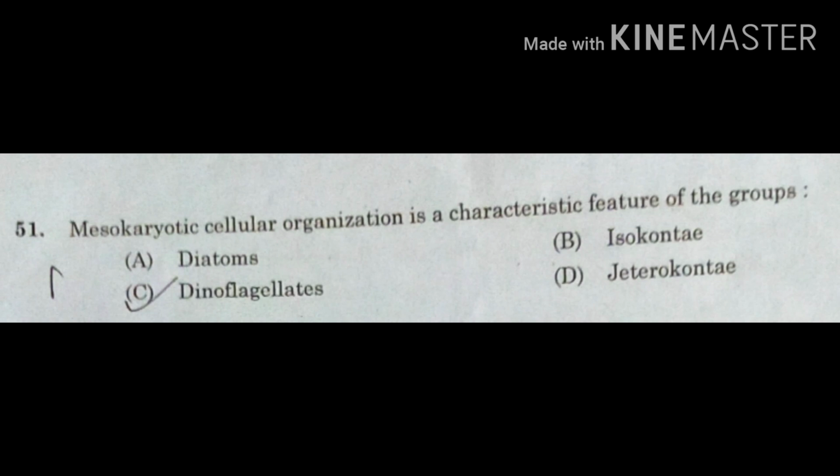You know that R. H. Whittaker in 1969 proposed the 5 kingdom classification. In the 5 kingdom classification, you can see the kingdom Protista, which contains unicellular eukaryotes. That kingdom Protista contains the following classes: chrysophytes, dinoflagellates, euglenoids, and slime moulds. So dinoflagellates come under eukaryotes under kingdom Protista as far as the classification of R.